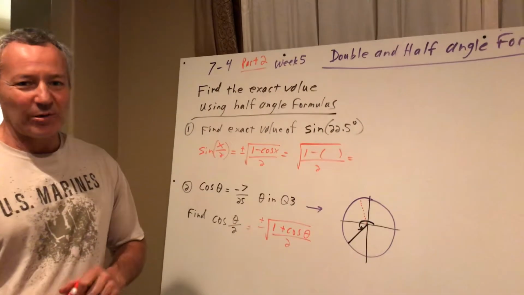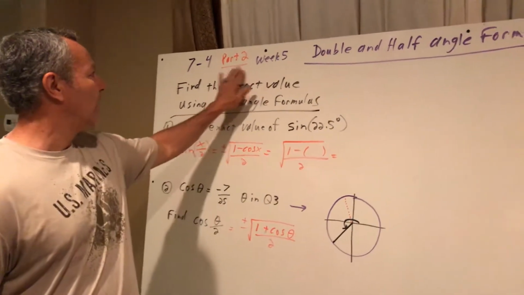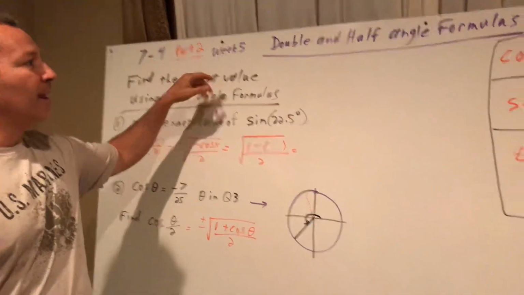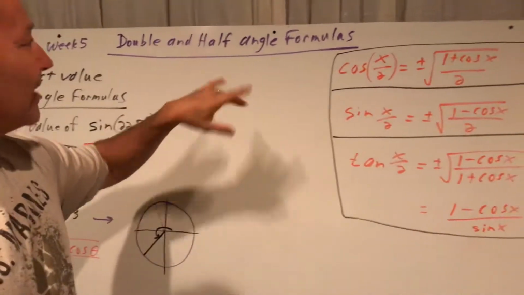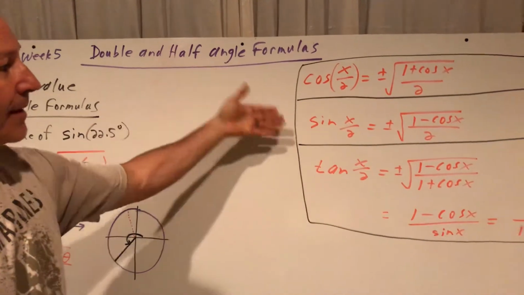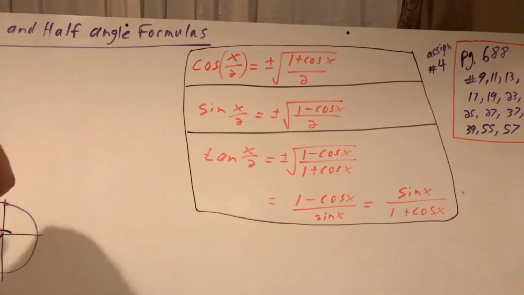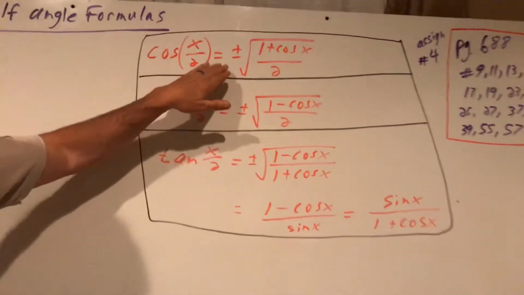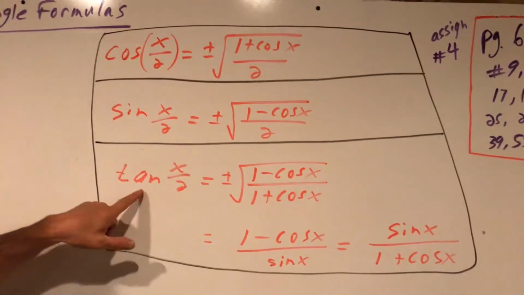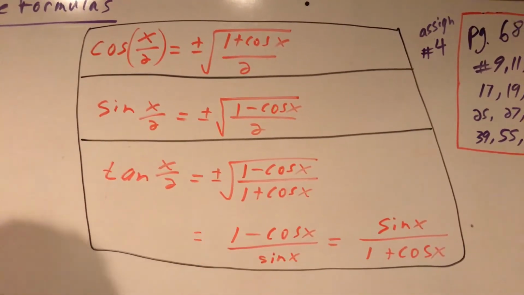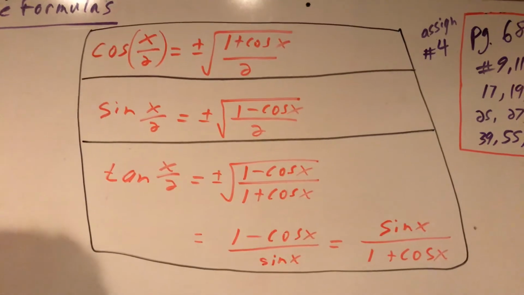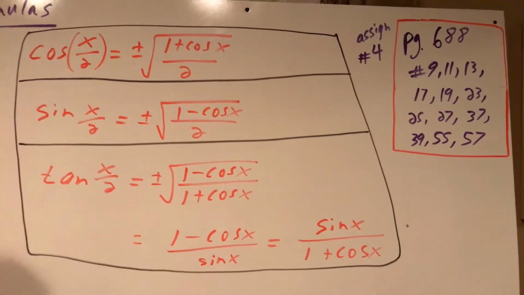Hello again, everybody. We're on part 2 of section 7-4, and in this lesson we're going to focus on the half angle formulas, which are right here. There seems to be the normal thing here where two of them are pretty easy, and then tangent has 3 different choices. Depending on what you're given in the problem, which one you pick, your answers will look different but be equivalent.